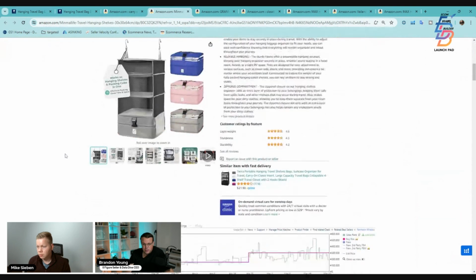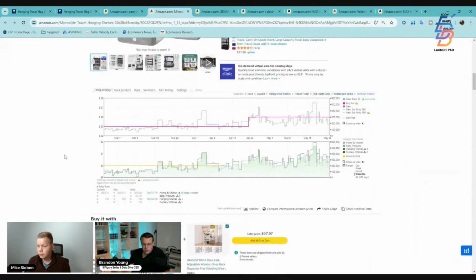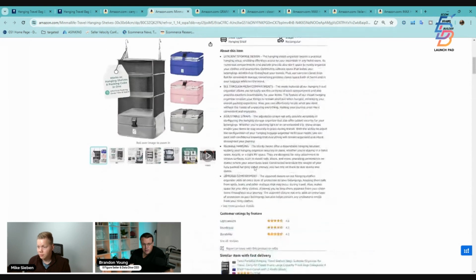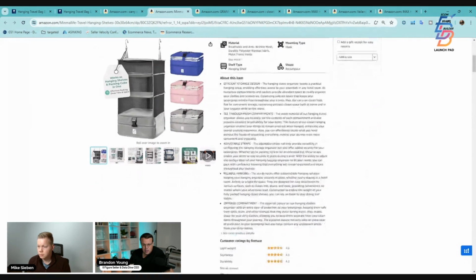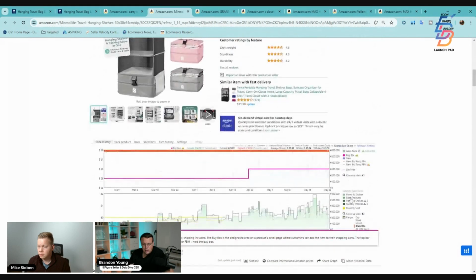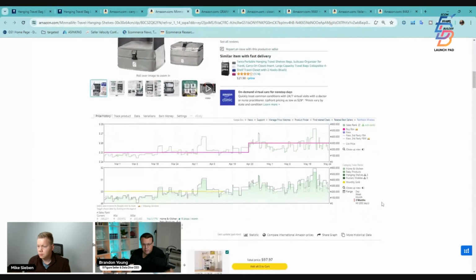Someone launched this one and is using Data Dive for sure because their score is really high, but they're not doing too good. So it'd be interesting to see why. Their bullets are too long.